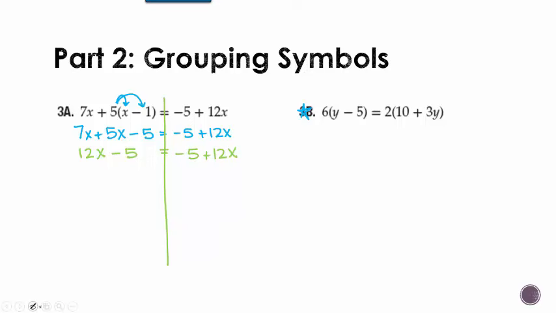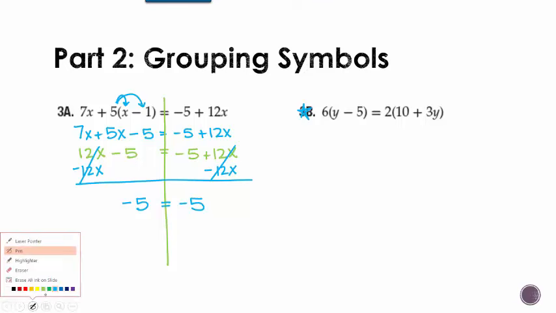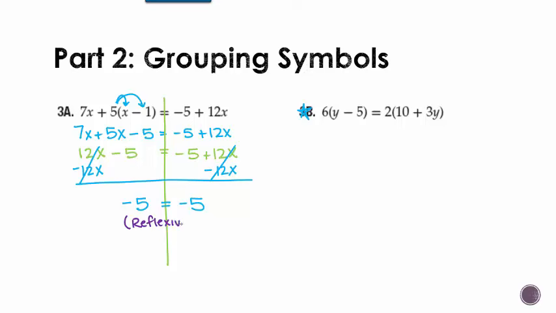So now pick what side you want your x's on. Doesn't really matter. Let's move them all to the left. So I'll subtract 12x from both sides. And something very strange happens. They cross out over here, but they also cross out over here. And all I have left is negative 5 equals negative 5. And because negative 5 will always equal negative 5, this is the reflexive property, that means that the answer to this problem is all real numbers.